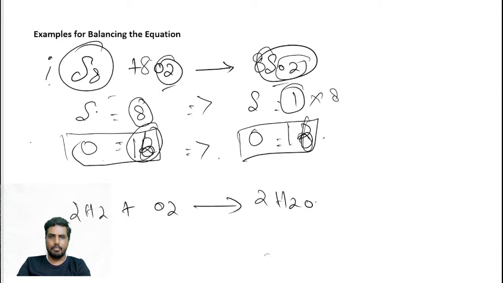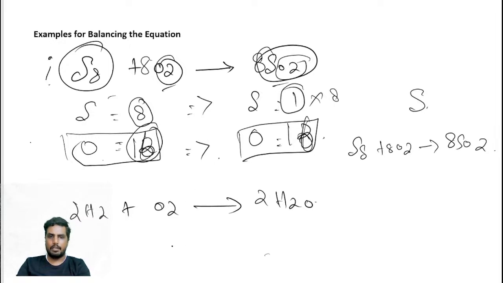Now it is balanced, right? So now you can write it up: S8 plus 8 of O2 gives 8 of SO2. Now you can see everything is well balanced. And going on with the next one.